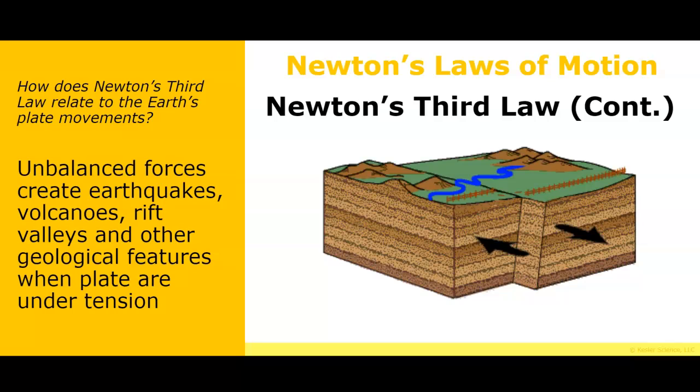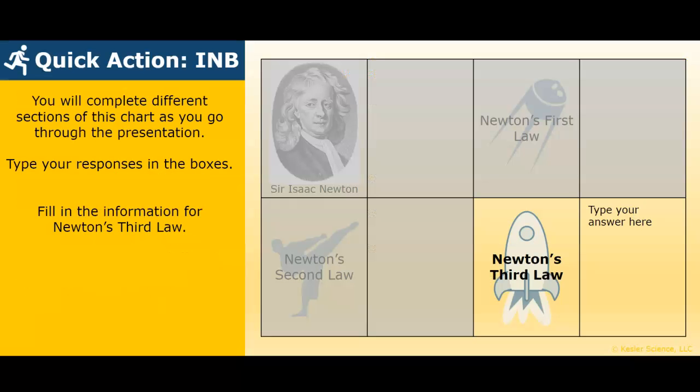Newton's third law is also explained with earthquakes. We have unbalanced forces, so we will have tectonic plates move past each other or beneath and above each other, and those unbalanced forces create earthquakes, volcanoes, and other geological features. Mountains are another geological feature that is created by unbalanced forces.